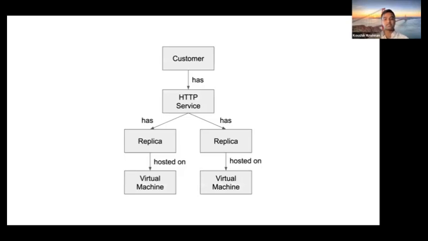So we're going to consider an example service here so I can show you how you can do that using the Jupyrest Python library. In this example service, you have a customer that has an HTTP service. An HTTP service will be replicated across 1 or more different replicas for fault tolerance and high availability. And each replica is then hosted on a virtual machine. Now, this is a sample service architecture, but you could imagine something like Kubernetes pods and namespaces, however your service looks.